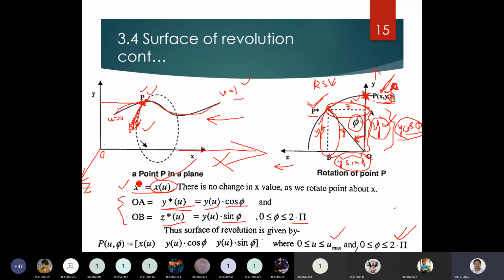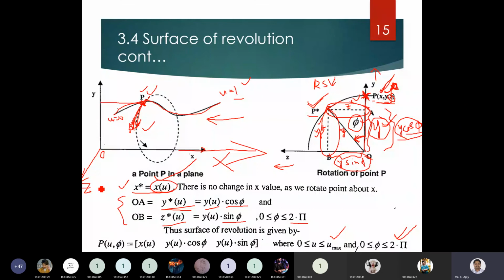Similarly, if your axis of rotation is the y-axis, then y star will be y of u only, whereas x star and z star will be applied with one cos phi and the other sin phi, depending upon the clockwise and counterclockwise directions, as well as how you are measuring the phi angle, about which line you are measuring. Depending upon that, you can apply. You will apply for x star as well as z star when the axis of rotation is the y-axis.